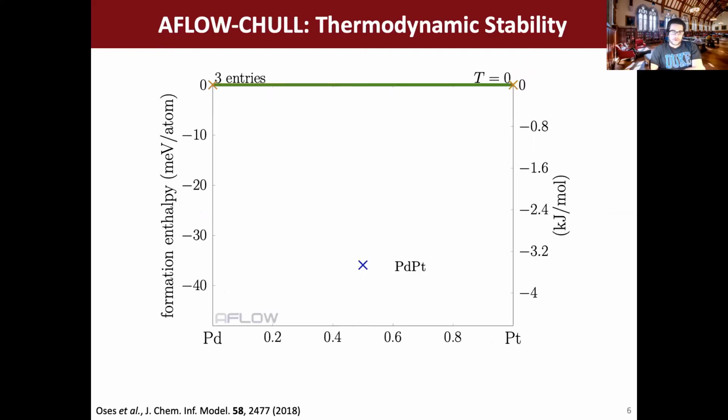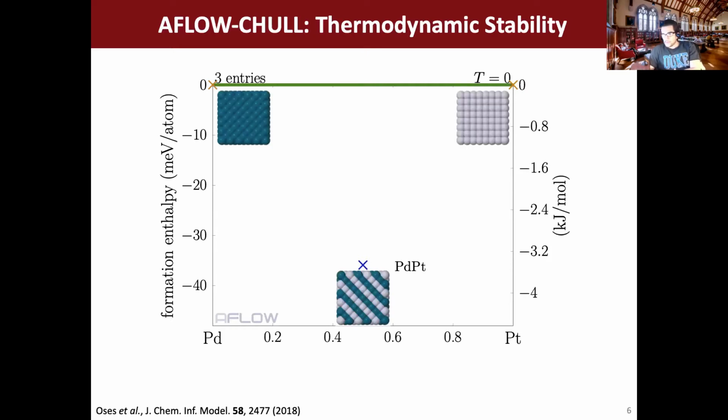Here we have a plot of the formation enthalpy, but just think of it as energy. We have the energy on one axis, and then on the bottom we have the full concentration range between pure palladium and pure platinum. So what are these markers that we have here? We have a marker at pure palladium, a marker at pure platinum, and then a marker at the 50-50 composition. Each one of these represents a structure.